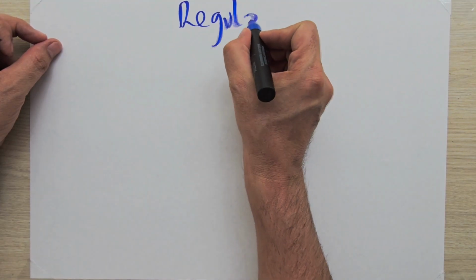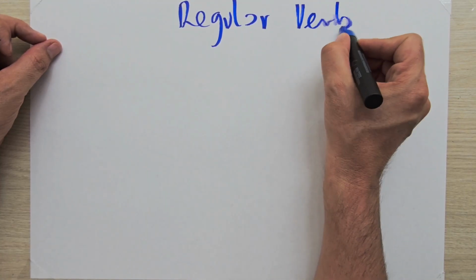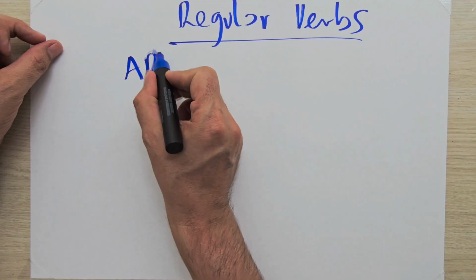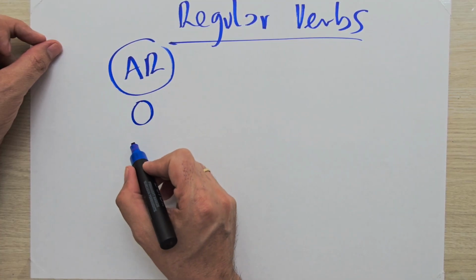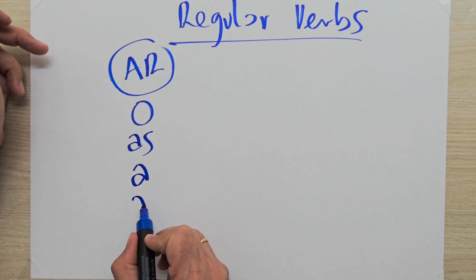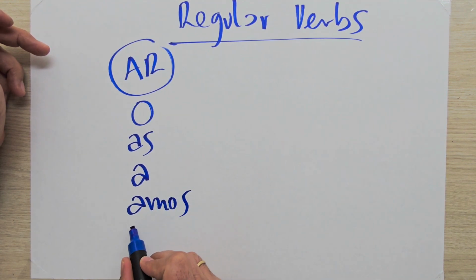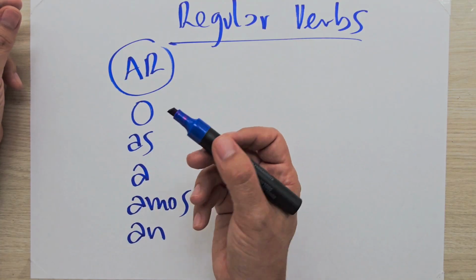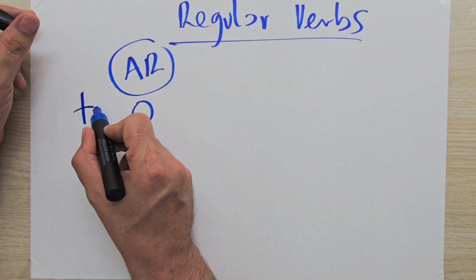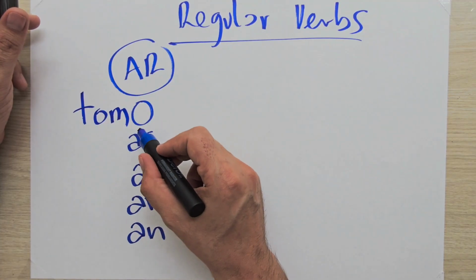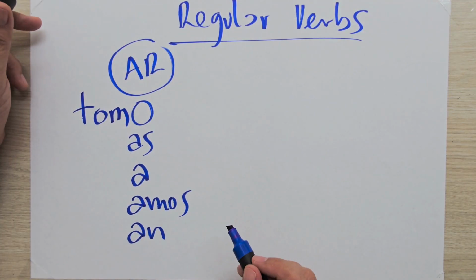Regular verbs follow the same pattern. AR verbs are going to be o, as, a, amos, an. An example of a regular verb is, for example, tomar, to take or to drink, tomo, and so forth. Tomo, tomas, toma, tomamos, toman.